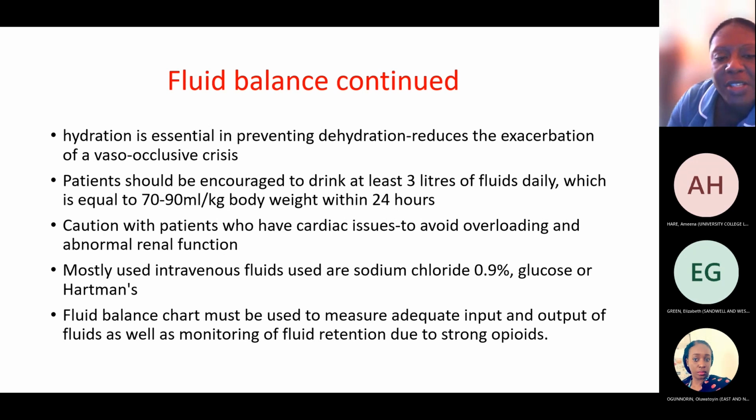So it's very important that when patients come in with a sickle cell crisis, as well as the pain aspects that we're treating, hydration is also extremely important. Hydration is essential in preventing dehydration, and some patients already come into hospital dehydrated. That's why they're having a very bad painful crisis. So it's very important that we give them fluids, first of all orally, and in patients who cannot take fluids orally, then we have to give them IV fluids. Either way, we have to make sure the patient is having a maximum of 3 liters of fluids a day, which is equal to about 60 to 90 mils per kilogram body weight within 24 hours.